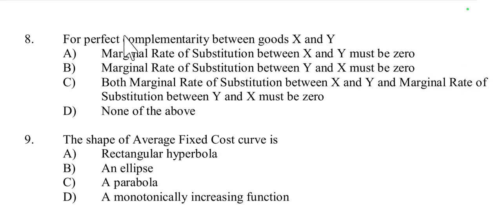Question number 8: for perfect complementarity between goods X and Y, MRS between X and Y must be 0, MRS between Y and X must be 0, or both must be 0, or none. So for perfect complementarity, goods are consumed in fixed proportion, like left shoe and right shoe, or pen and ink. These are complementary goods.